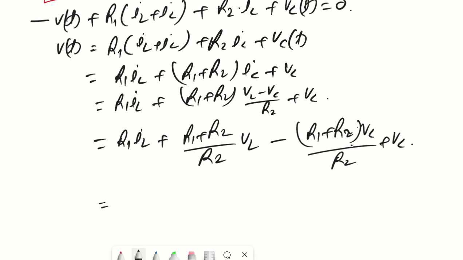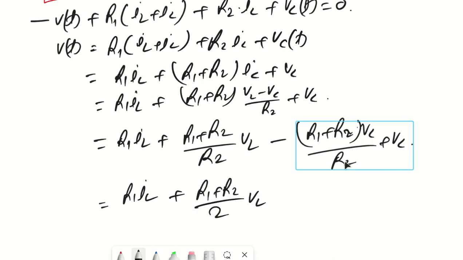If you solve it, then you are going to get R1 into IL plus R1 plus R2 by R2 into VL, and, see, R2 into VC and minus R2 into VC will get cancelled. So only we will be having R1 into VC by R2. Got it?